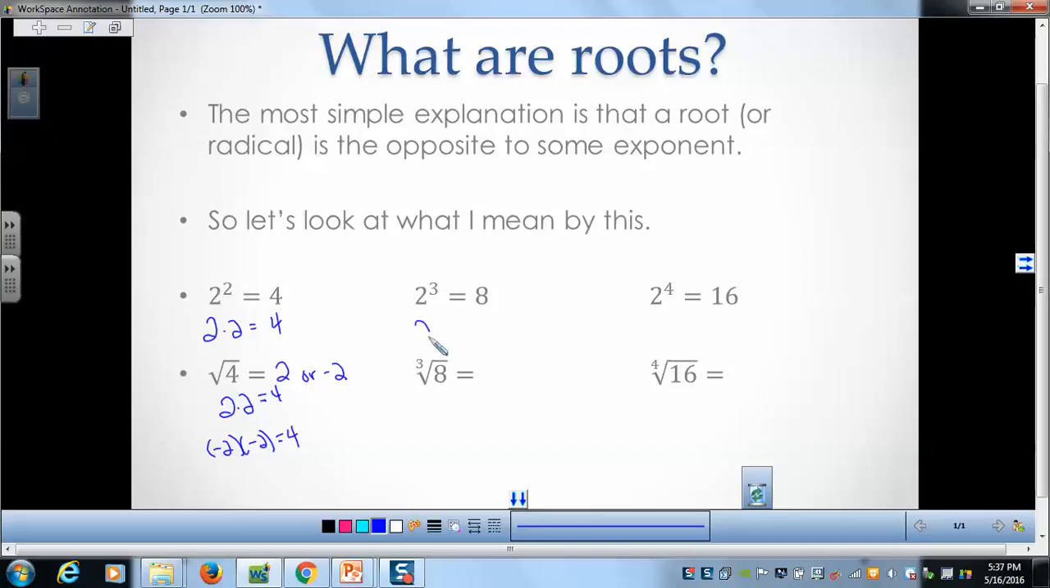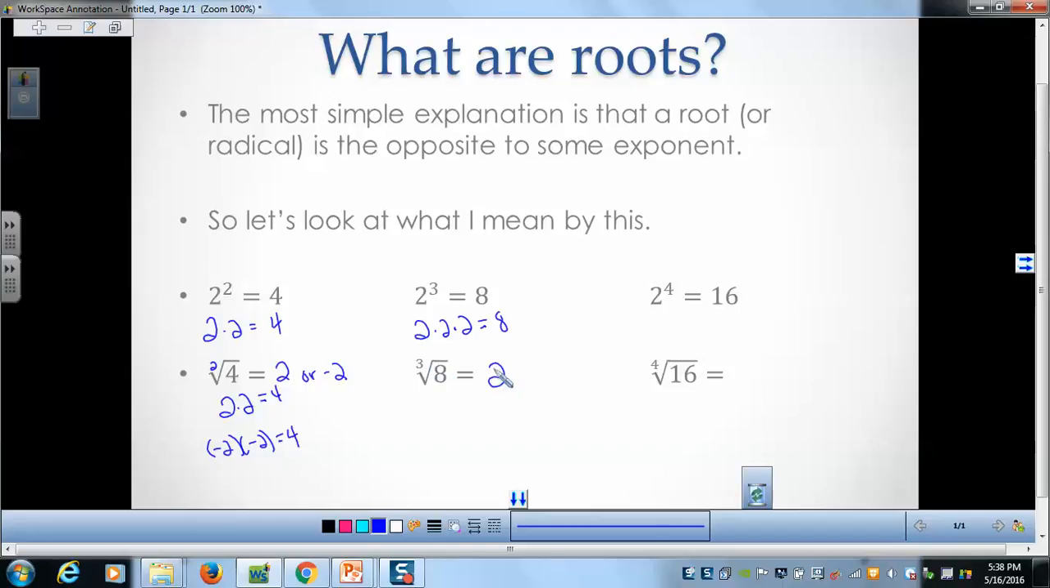Now, 2 to the third equals 8. So we have 2 times 2 times 2, and that is in fact 8. Now, when we do the cube root of 8, once again, this number here, notice we don't see it here. When we don't see that number, it is implying that it's the square root, which is the opposite of squaring a number. This is saying what number, when we multiply it 3 times, gives us 8? And the answer in this case would be 2.